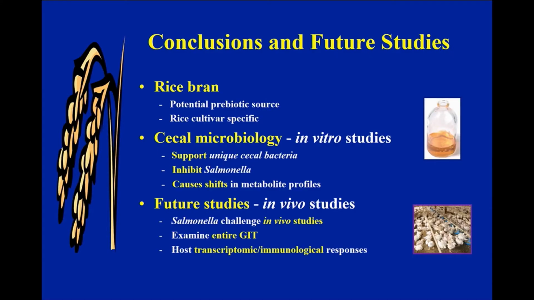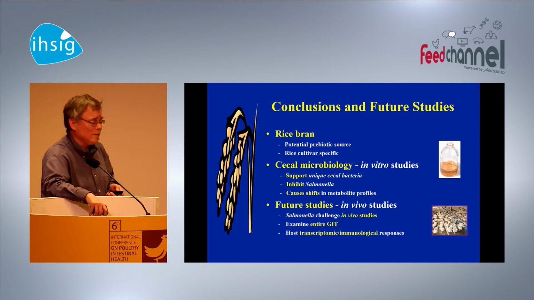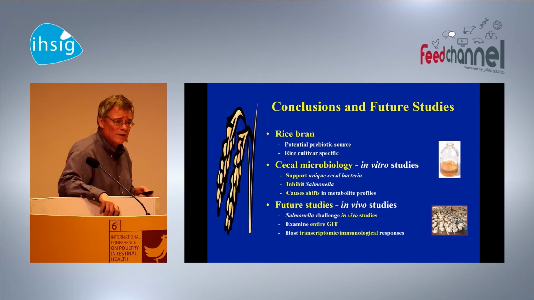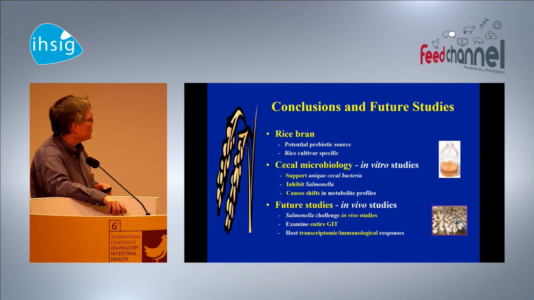So overall conclusions on our rice studies: certainly a potential prebiotic source, but very cultivar specific. We're screening other cultivars now, and we're still continuing to see this. Some cultivars are very effective, others are not. In other gut ecosystems, we see other effects. We've had some intriguing preliminary data that indicate that we see methane inhibition in some of the rumen incubations we've done, and that's something we certainly want to follow up on as well, because that's a whole different type of metabolism, and that was a surprise to us to some extent.